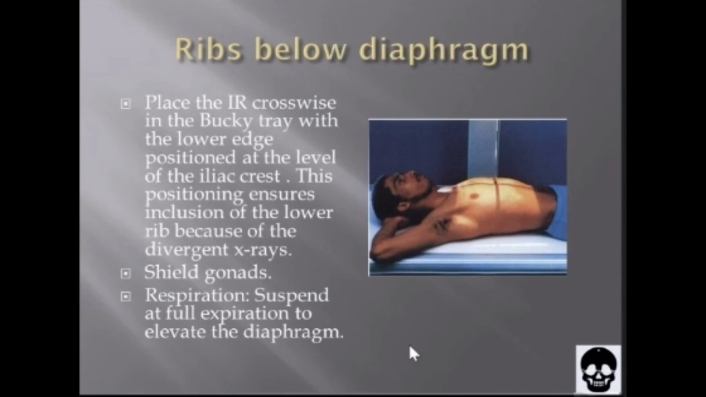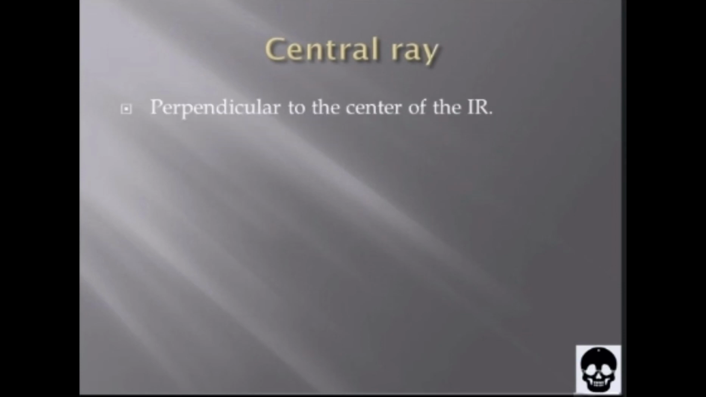Respiration is suspended at full expiration to elevate the diaphragm. For AP ribs above the diaphragm, the respiration is full inspiration. If it's below the diaphragm, full expiration. Central ray is perpendicular to the center of the image receptor.